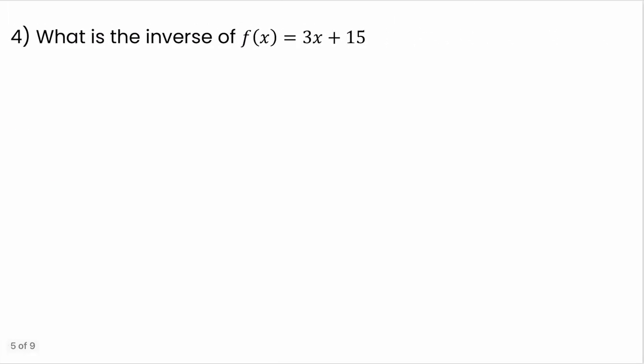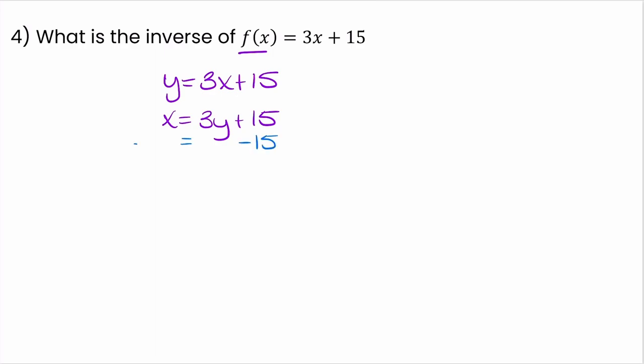All right, so now it says, what is the inverse of f of x equals 3x plus 15? So we're going to use the exact same steps that we did in the previous problem. So we have y equals 3x plus 15. I'm going to now switch x and y, so I have x equals 3y plus 15. And now I'm going to go ahead and work on solving this equation for y. So I'm going to subtract 15 from both sides. And after I do that, I have x minus 15 equals 3y. And now I just need to divide everything by 3 in order to get y by itself.